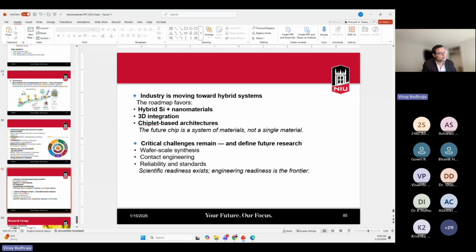Critical challenges remain and define future research: wafer scale synthesis, contact engineering, and reliability standards. The scientific readiness exists, but the engineering readiness is the frontier. Wafer scale synthesis is one of the primary demands from the nanomaterials, and it is really challenging. In integration with silicon, it gives hope to this technology. Reliability and standards are critical challenges that will remain with the nanomaterials for another decade.